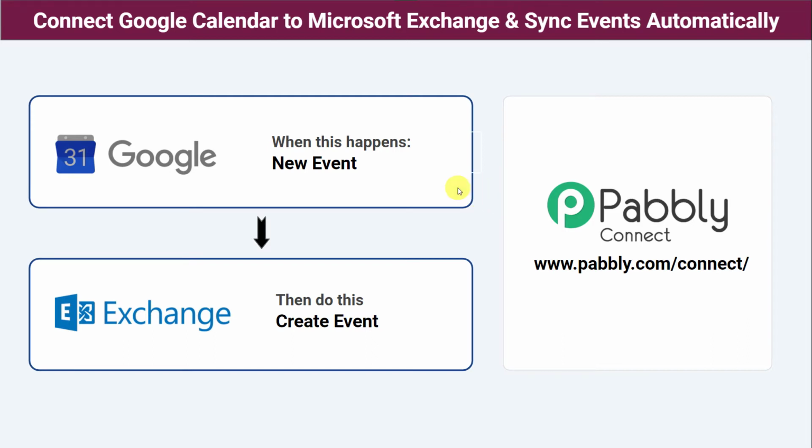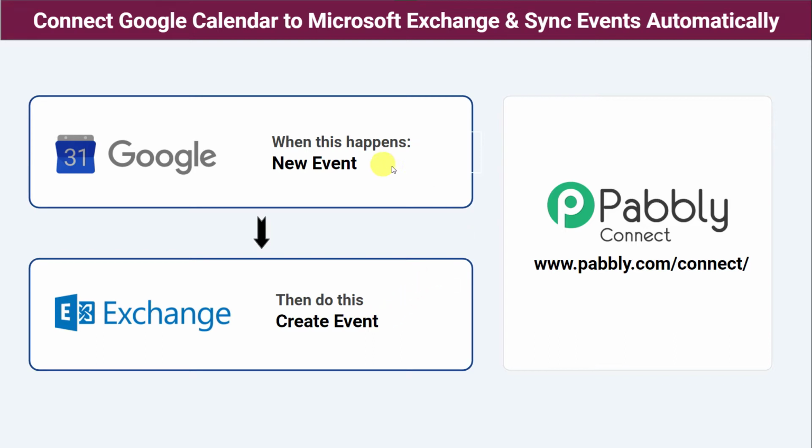Now to take the work updates of your teams, you are scheduling the meetings on Google Calendar. Now you want that whenever you create an event, whenever you create a meeting in the Google Calendar, automatically the same meeting should be created in your Microsoft Exchange also.